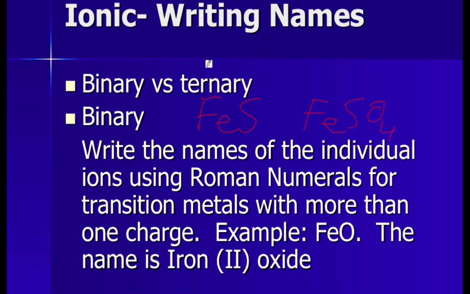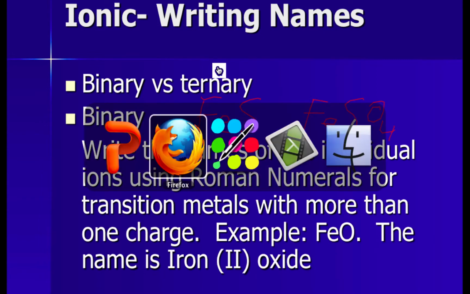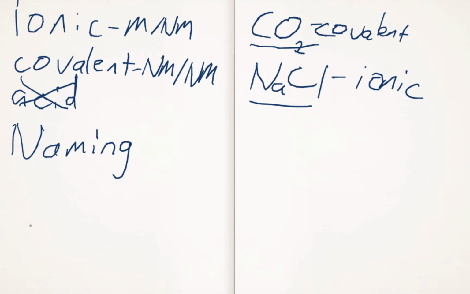In order to do that, you just have to understand one basic idea. The charge of the iron and the charge of the sulfur have to add up to equal 0. In other words, they have to cancel each other out. So let's look and see what that looks like.